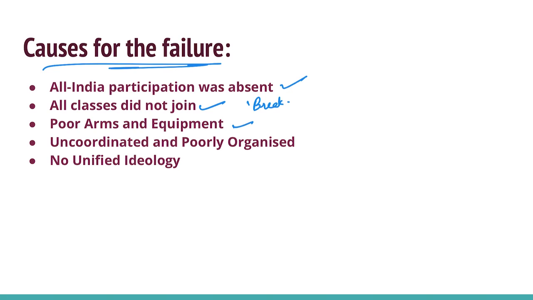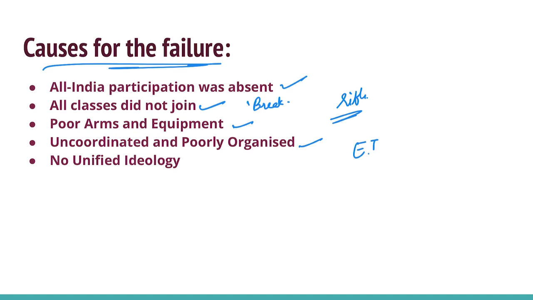Poor arms and equipment. The Indian soldiers were poorly equipped, fighting generally with swords and spears, and very few had guns. The European soldiers were equipped with the latest weapons like the Enfield rifle. The electric telegraph kept the commander-in-chief informed about the movements and strategy of the rebels. The revolt was also uncoordinated and poorly organized, with no coordination or central leadership.